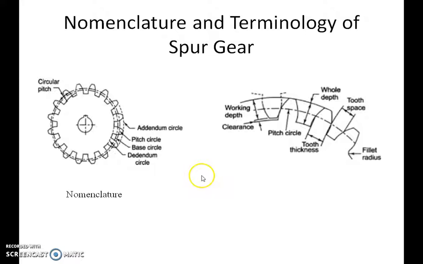The mating gears are shown in the next figure. The figure is regarding the terminology. The important terms are discussed in this figure. Working depth is presented over here along with the clearance which is in between the two mating teeth. Whole depth is also mentioned for the tooth depth, tooth space in between, the important term fillet radius, as well as the tooth thickness.